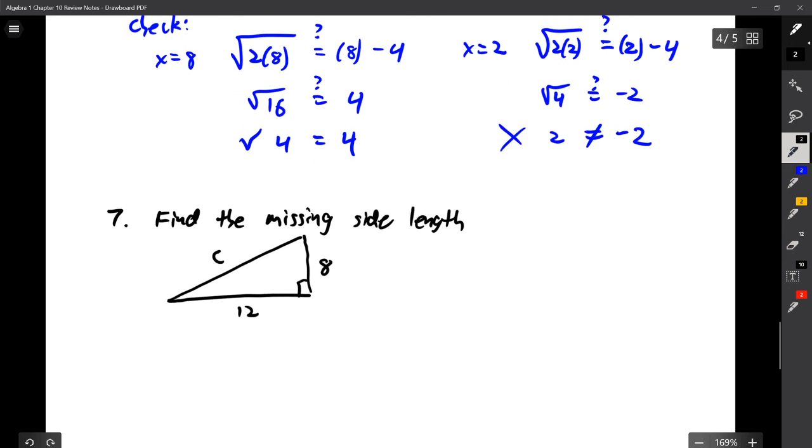So this is a Pythagorean problem. So I know that 12 squared plus 8 squared equals C squared. And so I know 12 squared is 144. I should be doing this in blue because it's the work that I'm doing. Plus 64. 8 squared is 64.